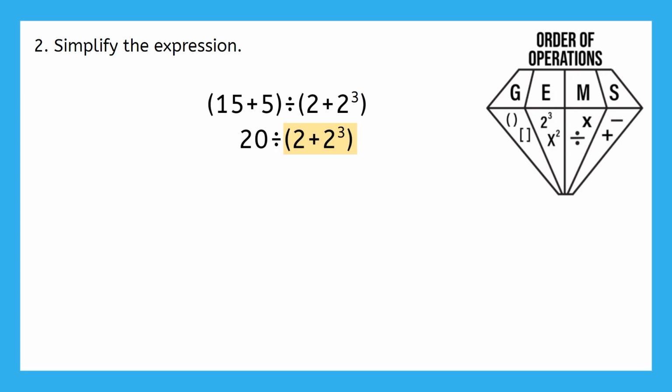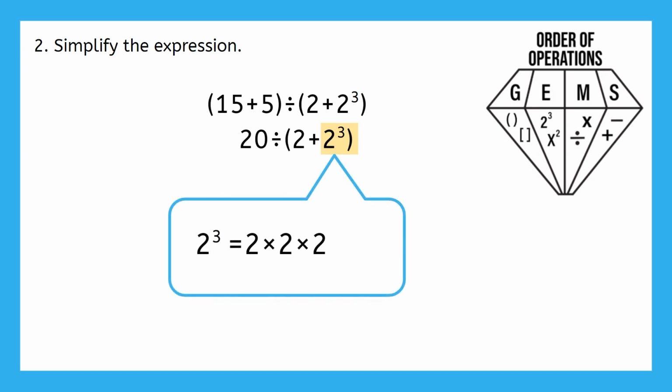Exponents come before addition in GEMS, so we'll start by solving 2 cubed, or 2 to the power of 3. 2 cubed means 2 times 2 times 2. 2 times 2 equals 4, and times 2 again equals 8.